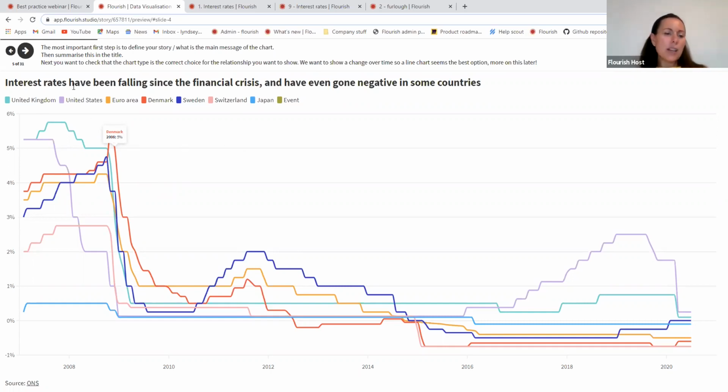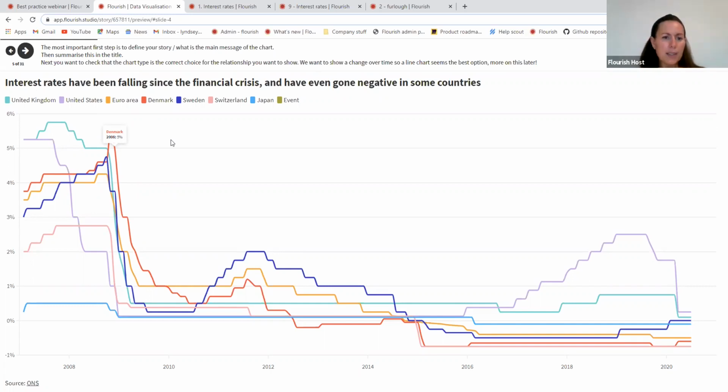So here, rather than just have interest rates, which is the data that I'm plotting, I'm having my descriptive title, which is describing what I want the person to take away from the chart. And this is that interest rates have been falling since the financial crisis and have even gone negative in some countries. So first of all, the person understands what you want them to take away from this chart. That's the first step.